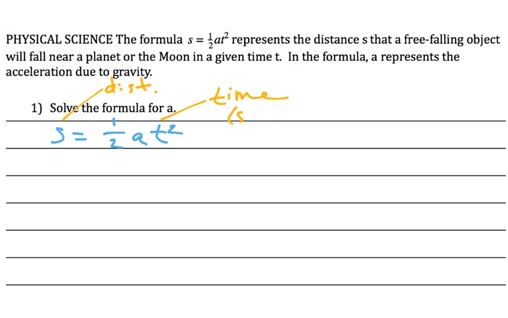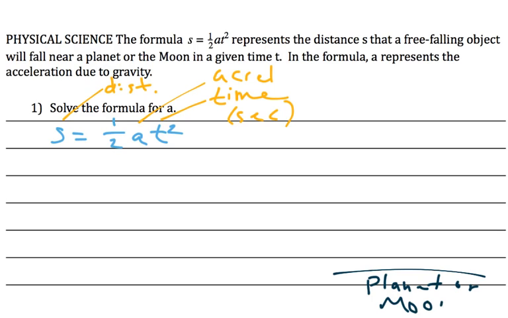Now this is the deal. This would be in seconds. In the formula, A represents the acceleration due to gravity. Now here's what they mean by a free-falling object. So let's sketch this to the right of our space. So here's the surface of a planet or the moon. So we'll just write planet or moon.